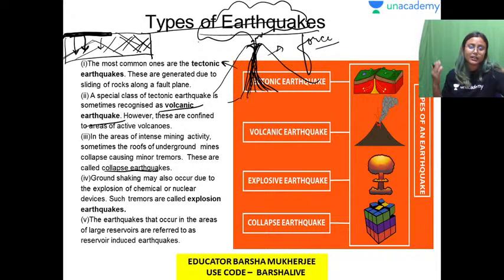And the last one is reservoir induced earthquake. The earth always tries to maintain a balance, but if we make huge reservoirs or dams on one part of the earth, change the course of the river and start reserving water in one place, the pressure on the land will increase in that particular region, and that will lead to the shaking of the earth, which is known as reservoir induced earthquake. So these are the types of earthquake that happen because of man-made or natural reasons.